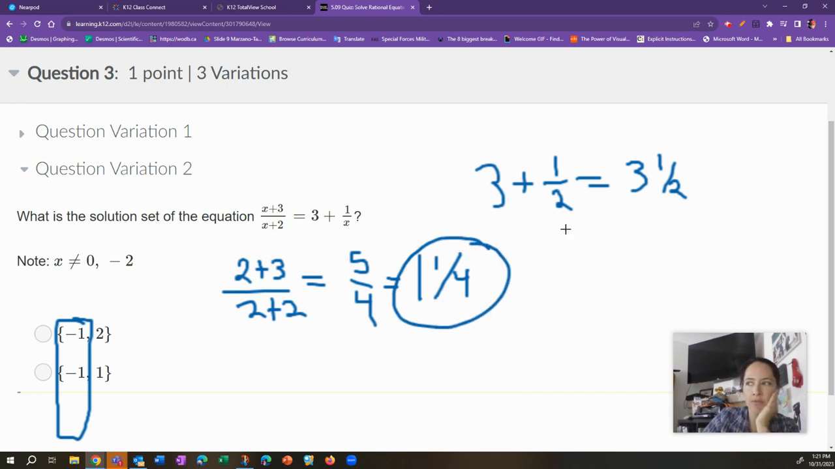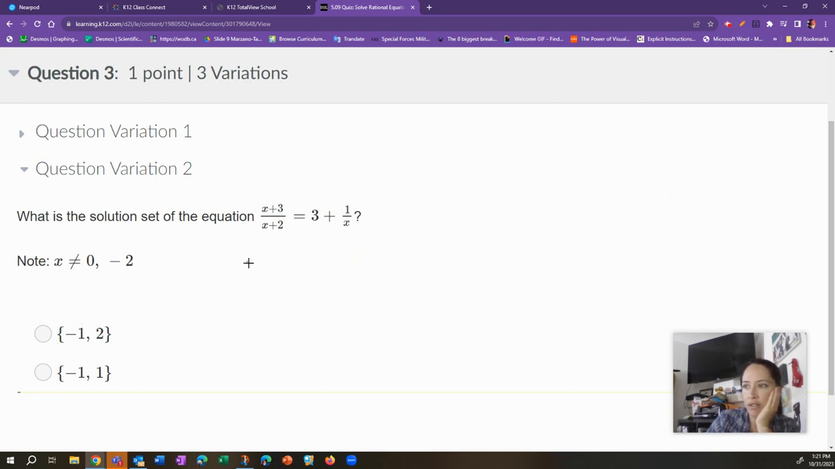5/4 fraction simplification, that is not equal to 3.5. So no, it's not 2. Okay? Let's try 1. 1 plus 3 is 4. 1 plus 2 is 3, so 4/3. Okay? Ooh. Oh no, that doesn't work.